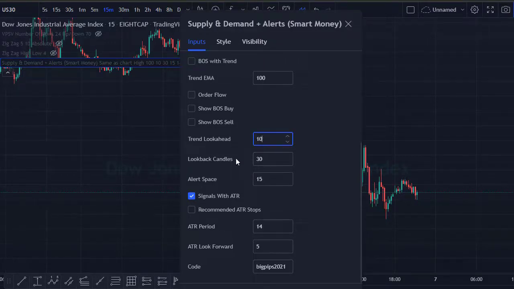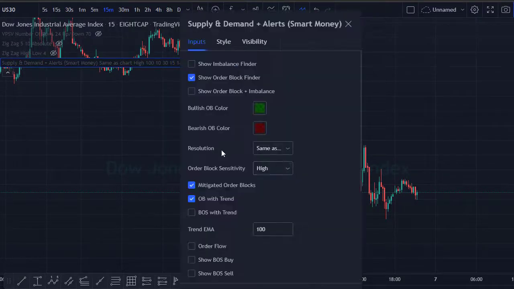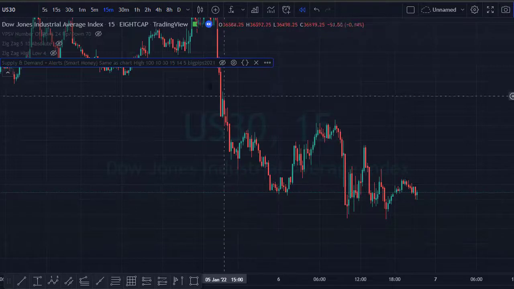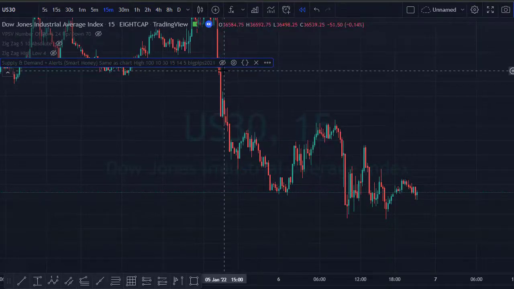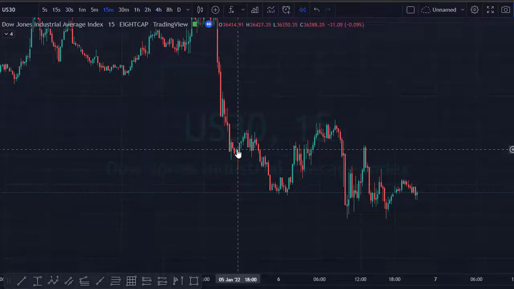Just in case, 10 look ahead, 30 look back, and 15 space alert space. I have alerts off right now. As you can see right here, show BOS and show BOS sell and buyers are off. So what I'm going to do is teach you one of my favorite ways. This really does a great job at showing you break of structures and the retest areas of the boxes.